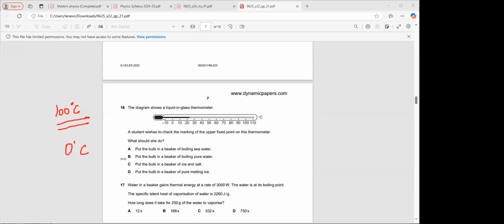So it should be B option. Why not seawater? Because it has salt, so that will affect it. Boiling pure water will be the answer.